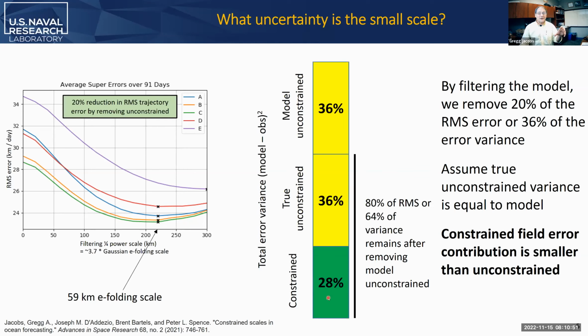But the interesting thing then is the contribution to the total error made by the constrained field, that is the large field we have sufficient observations for, is 28%. The errors in the part of the prediction that we have sufficient observations to constrain are smaller than the contributions to the small scale features that we can't resolve at the moment.